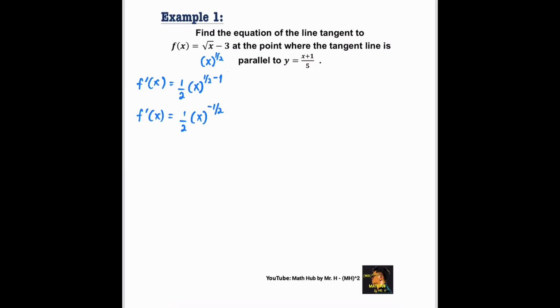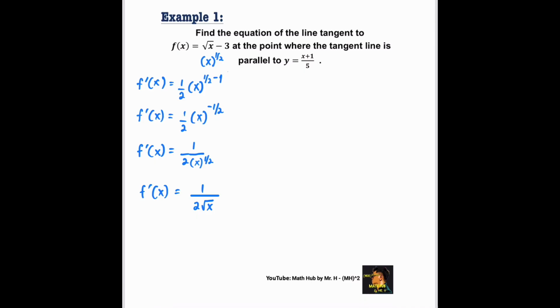And then we can rewrite this. So f prime of x equals 1/2, and this exponent is negative. If you want it to be positive, then we put it down to the denominator, which is equal to 1 divided by 2 square root of x. Alright, so this is the derivative of the given function.